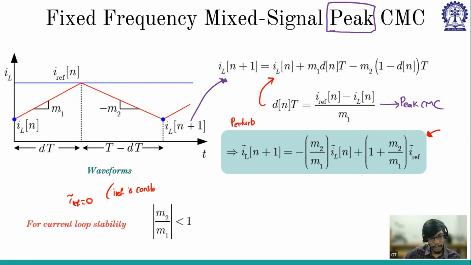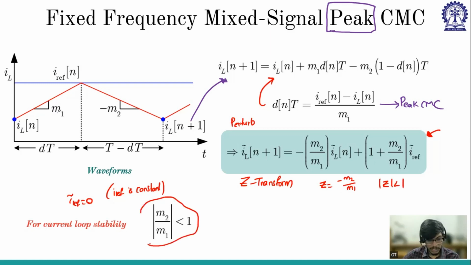Then, as if we are checking by giving a perturbation in the initial state and checking whether it is stable or not. If I reference perturb is 0, then we'll get IL perturb of n+1 equals minus M2 by M1 into IL n perturb. Now you apply the Z transform, and we will get Z equals minus M2 by M1. But we know for stability, mod Z is less than 1. So we'll get this expression, mod M2 by M1 is less than 1.